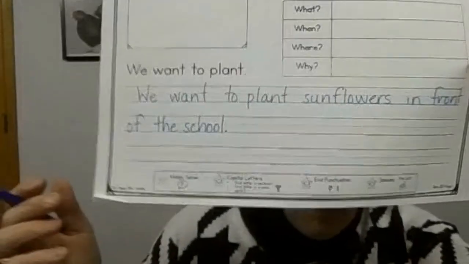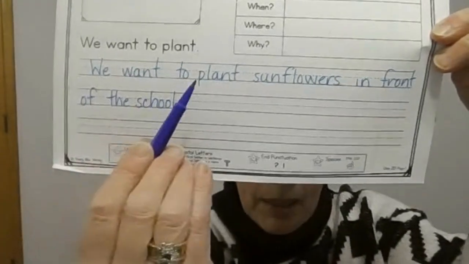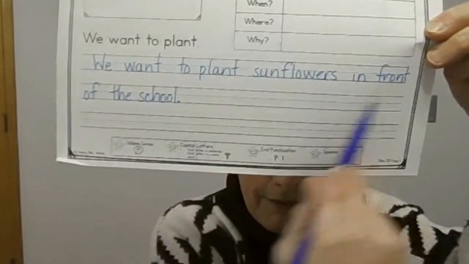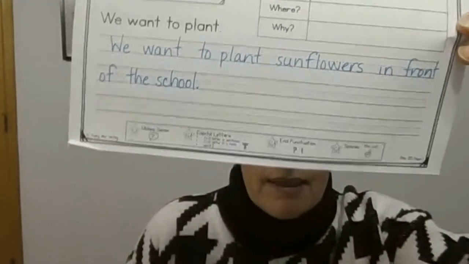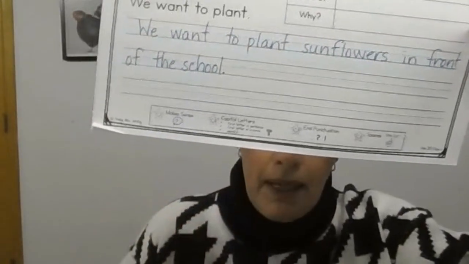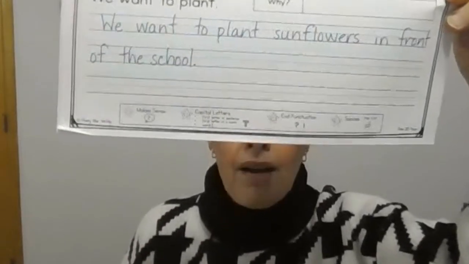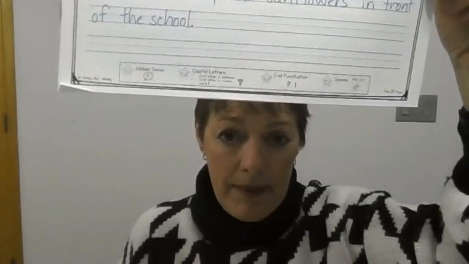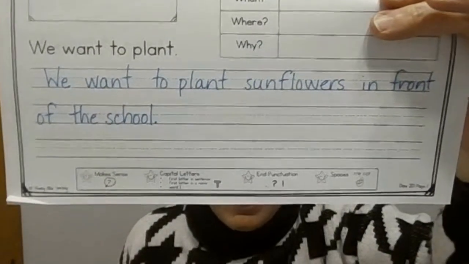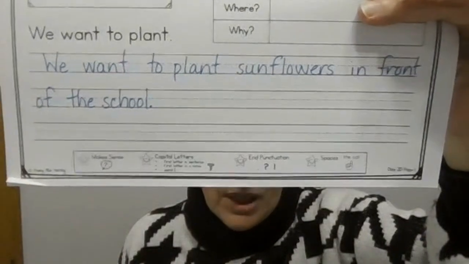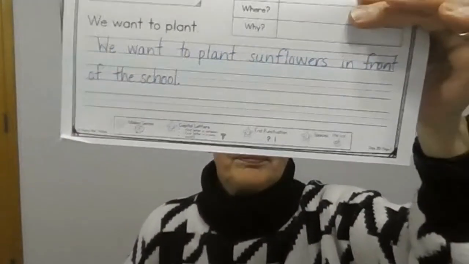Okay, so it says, answer the questions and expand the original sentence using a couple of the details. So that's what I did. I just put 2 of the details there. We want to plant sunflowers in front of the school. Now, I put a period there because we have to write another sentence. And the second sentence is going to have our remaining details. All right. I know that I went fast. You are going to have to freeze that. Stop it now. Finish it. And then start it again.